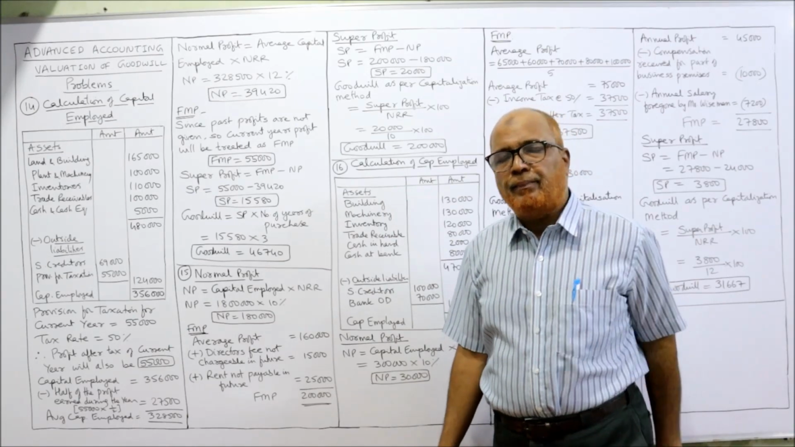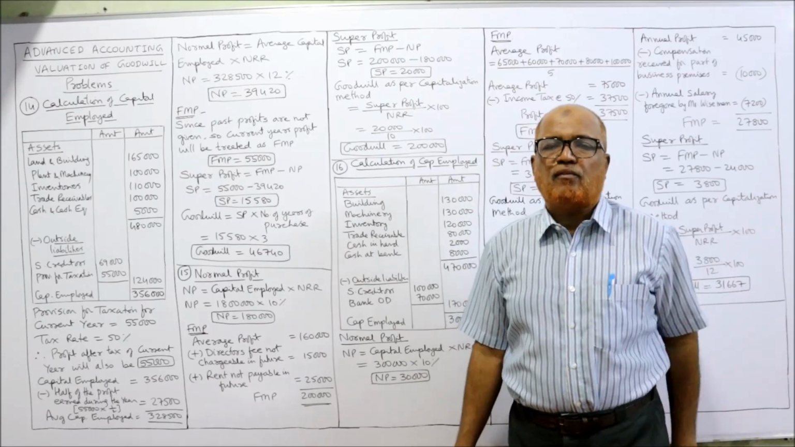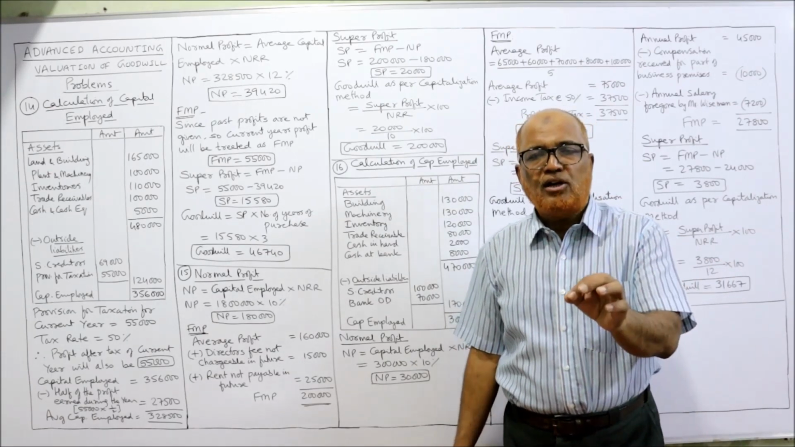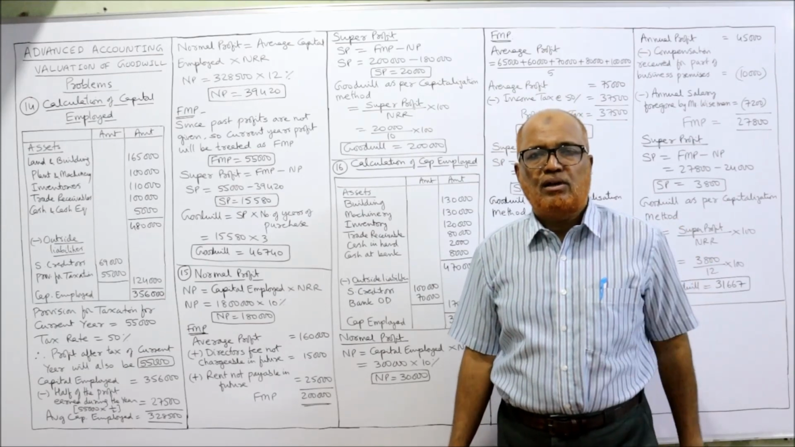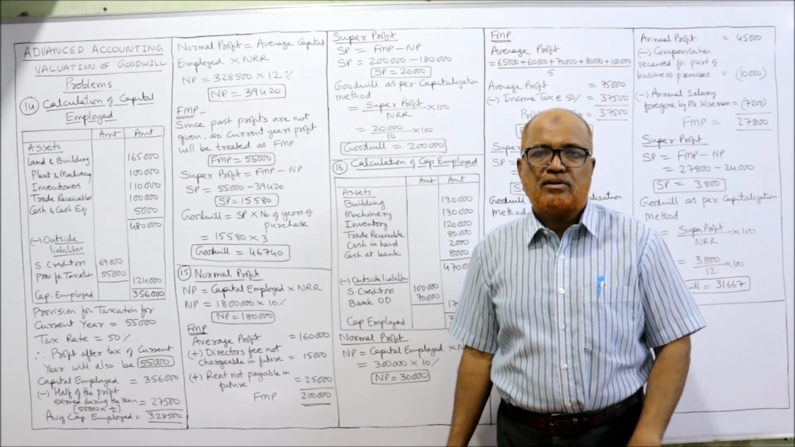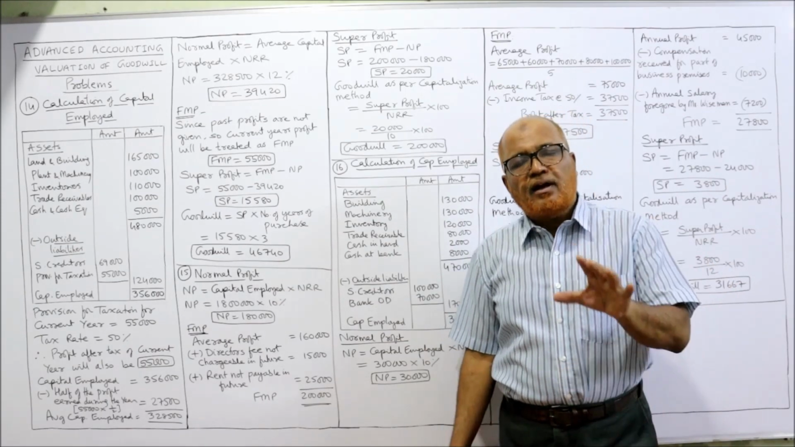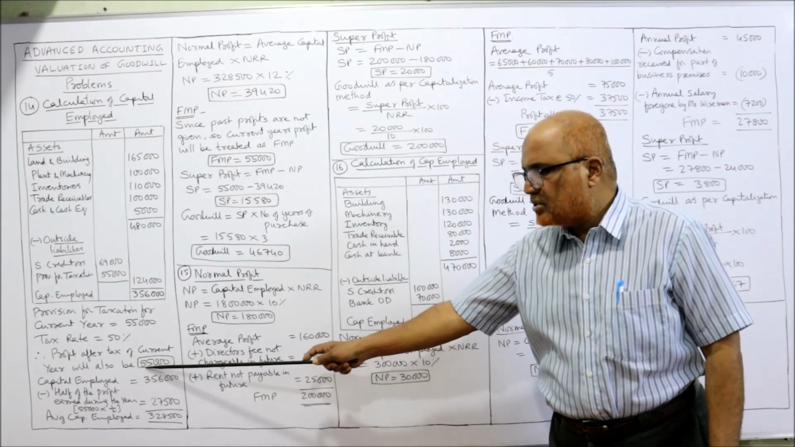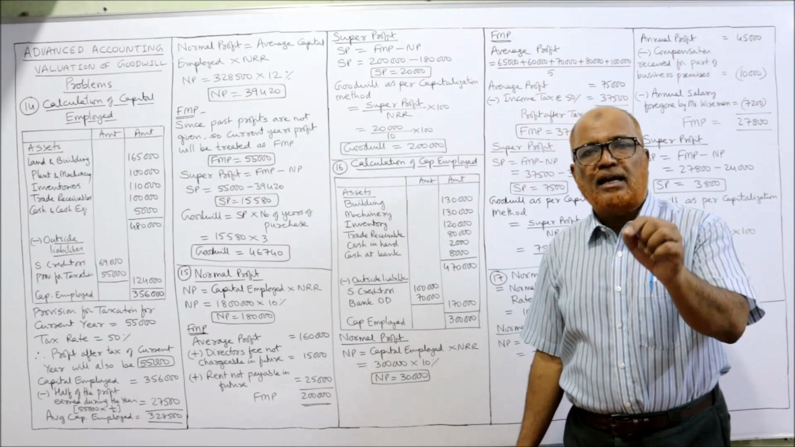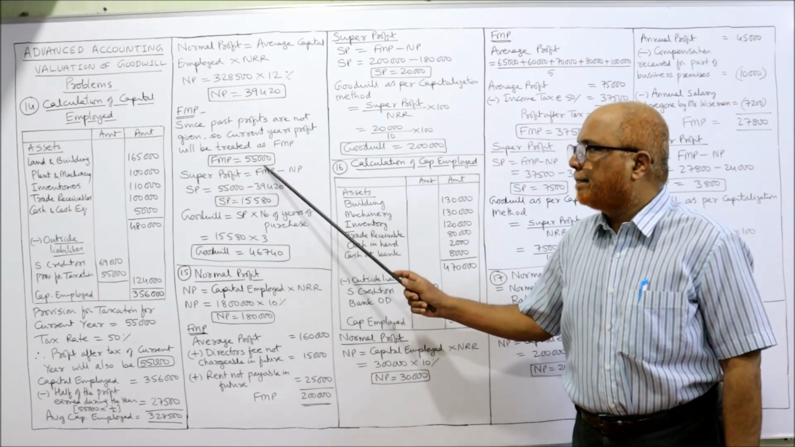Now we need the FMP, future maintainable profit. FMP is the past average profit adjusted for future changes. But in our current problem, past profits are not given. So we cannot calculate average past profit. So we can take the current year's profit as FMP. The current year's profit after tax is 55,000. That itself we can treat as FMP.